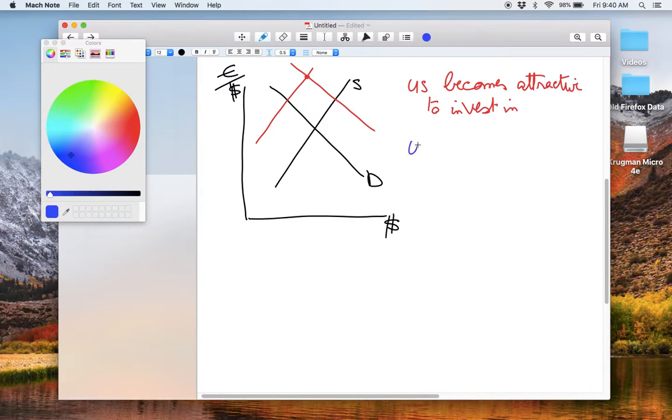On the other hand, if the US becomes less attractive, then Americans will sell their dollars in order to buy other currencies to invest in other countries, and foreigners are less interested in investing in the US, so the demand for US dollars goes down, and that causes the dollar to depreciate. So this is how the balance of payments ties in with the exchange rate market.